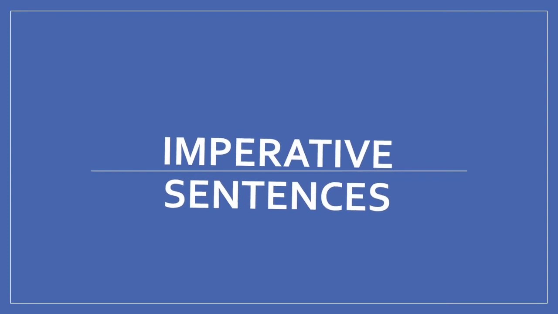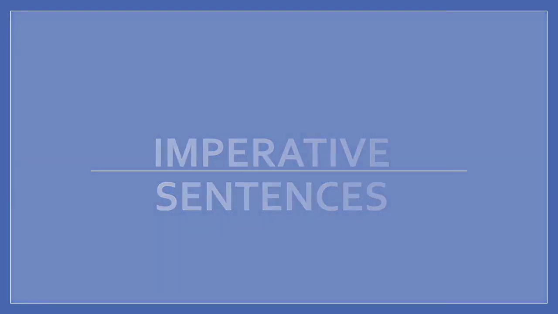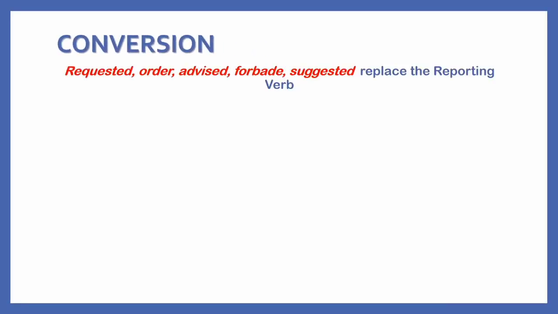Now first, let's see how the imperative sentences are converted. An imperative sentence is a type of sentence that gives instruction or advice. Let's see how it is done. To change them into indirect speech, some specific verbs like requested, ordered, advised, forbade, suggested replace the reporting verb. For instance, she said to me, "Please help me." Since it's a request, the reporting verb said to will be converted into requested. So it becomes, she requested me to help her.